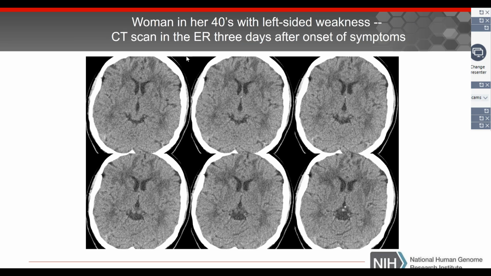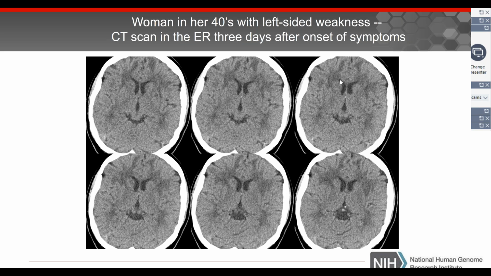She went to the emergency room and they did a CAT scan, and I'm showing you the images of the CAT scan here. The CAT scan didn't show anything that would be typical for a stroke, but did show some unusual changes in the intensity of the white matter.